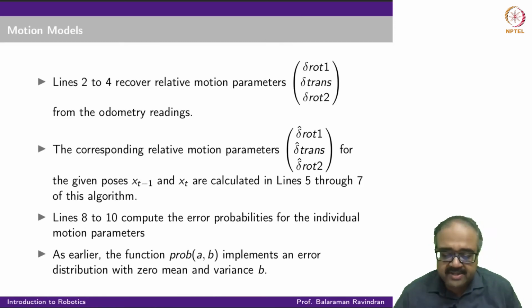So this is basically explaining what is happening there. Lines 2 to 4, I get the relative motion parameters from the odometer readings, and lines 5, 6, 7, I get the relative motion parameters from the actual poses that were given, right? And 8, 9 and 10 compute the error probabilities for the individual motions, and then finally I multiply all of them to give back the overall probability of seeing that actual transition.